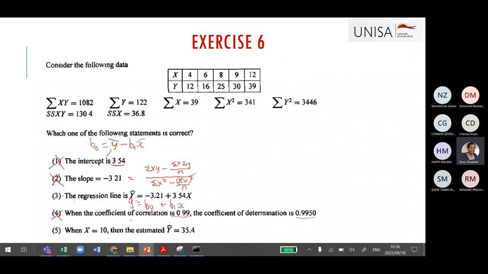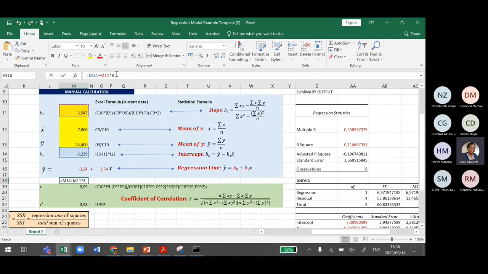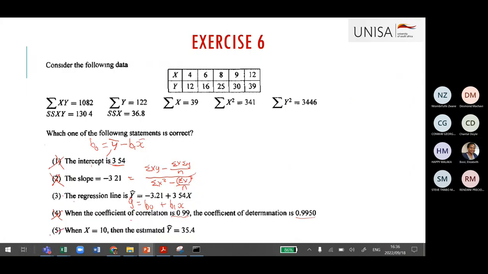And it says if you substitute into this formula, the value of x equal to 10, you will get 35. So let's do that. Remember that we substitute 10. And the answer is 32, which is not 35, which is not correct. Even if you take this equation, minus 3.29 plus 3.54 times 10, it will not give you 35. Because 3.54 times 10 is 35.4, minus 3 should give you 32 point some number. So it cannot be 35, because 35.4 would be the answer if this was zero. So that will be incorrect. The only correct statement here would have been option number three.